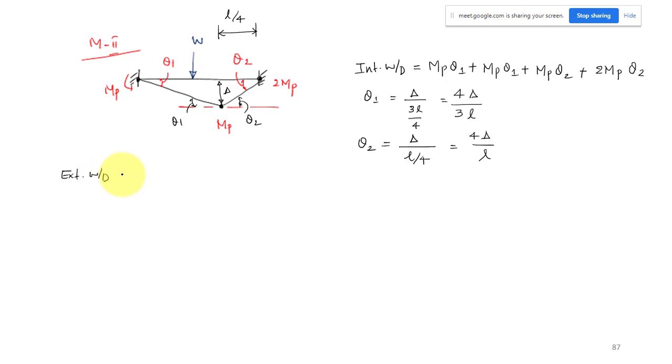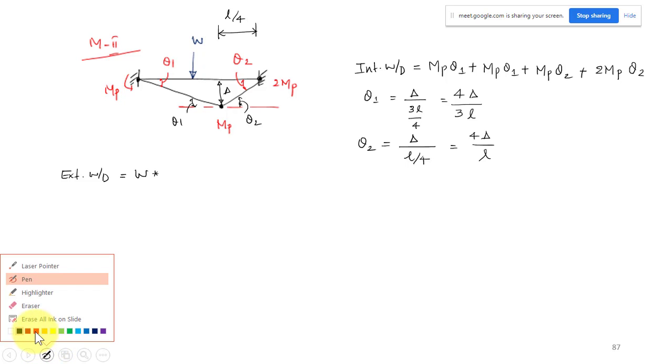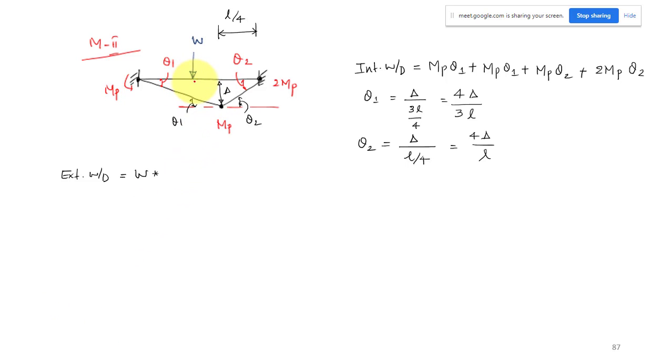What is the external work done in this case? How will you find it? W into, we have to multiply with the corresponding displacement, not the delta. The external work done will be the force multiplied with the displacement at that point. So W into delta 1. This is delta, this is delta 1. How will you find delta 1 in terms of delta? We can use a similar triangle. So I can write delta divided by 3 by 4 L, equal to delta 1 divided by the distance at the load.